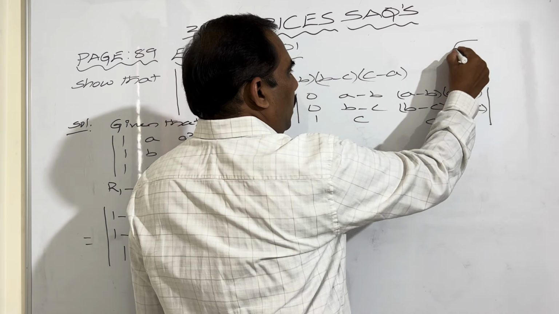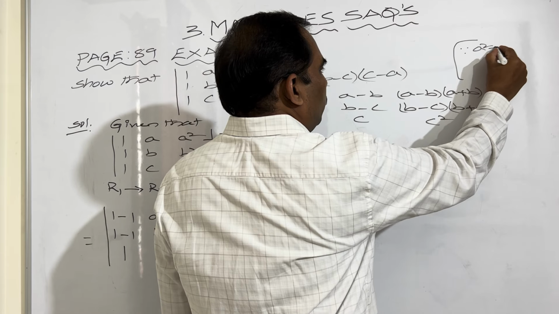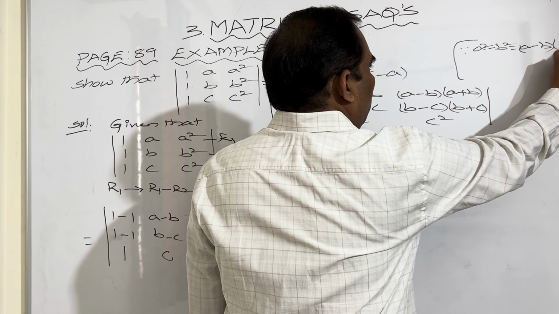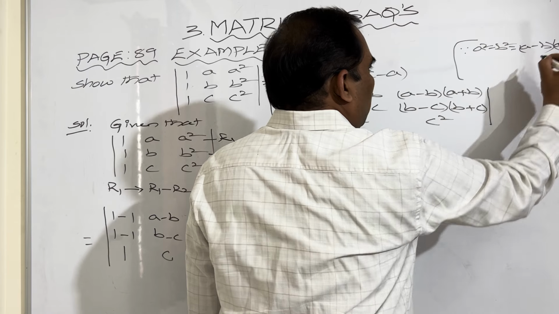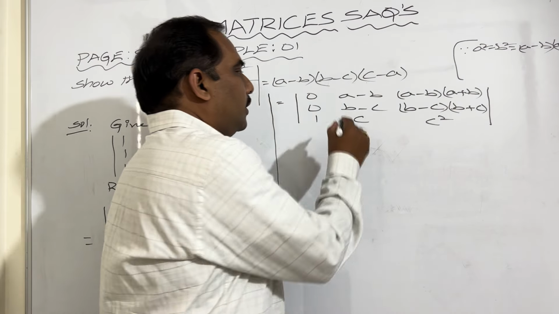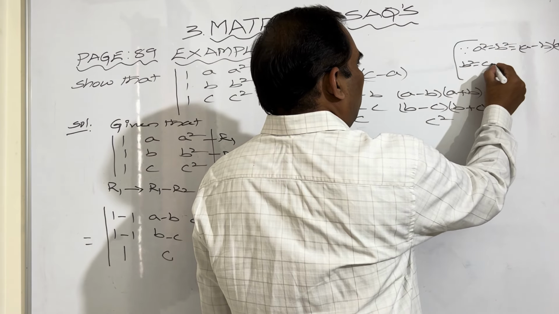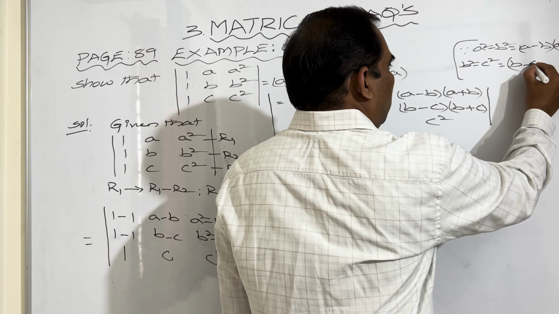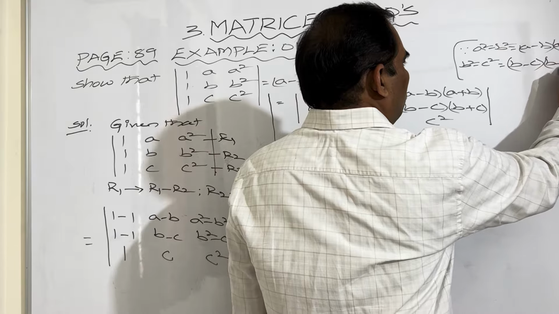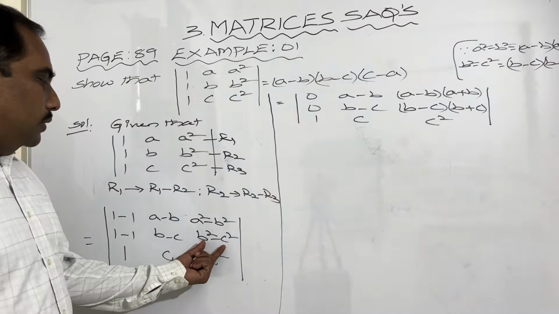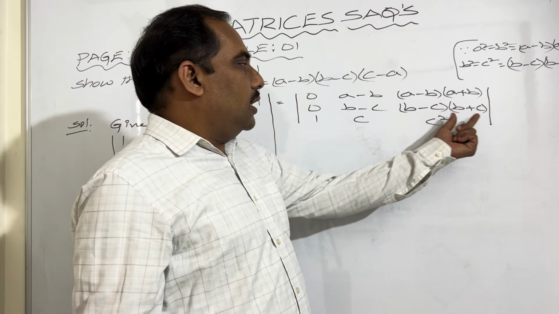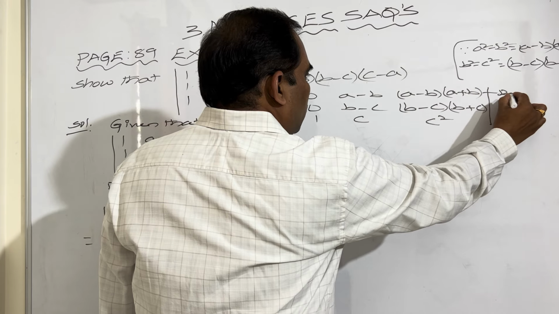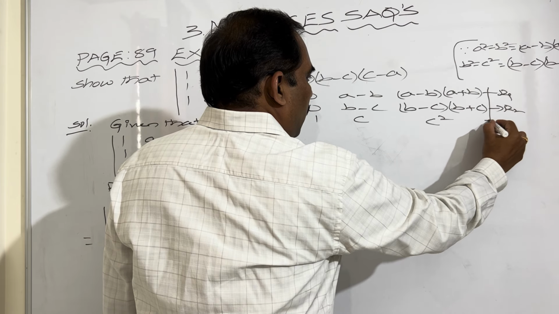See here, if you observe that we have the formula for a square minus b square, which is equal to (a minus b) into (a plus b). Similarly, here also I applied the same formula for b square minus c square, so we can write it as (b minus c) into (b plus c). Now if you observe, this is now the R1 row, and R2 is this, and R3 is this.